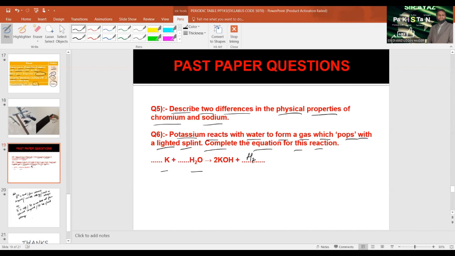Now let's balance this equation. I will write 2 here. Now this equation is balanced. If you count the number of atoms, potassium, 2 on the reactant side, 2 on the product side. What about hydrogen? 2 plus 2, 4, 4 on the reactant side, 2 plus 2, 4 on the product side. What about oxygen? Oxygen is 2 on the reactant side and 2 on the product side.